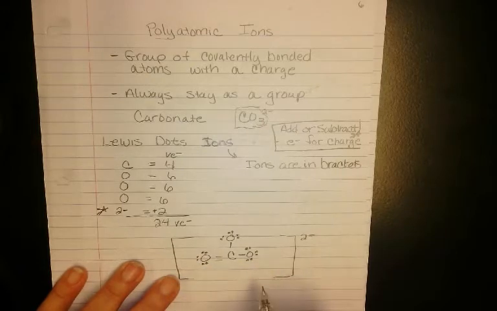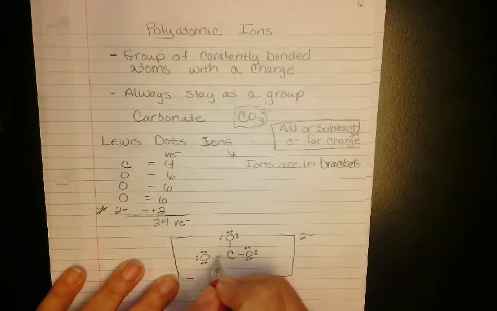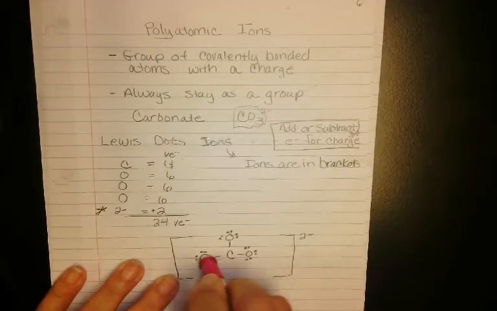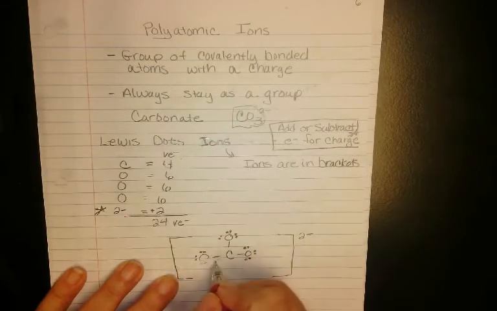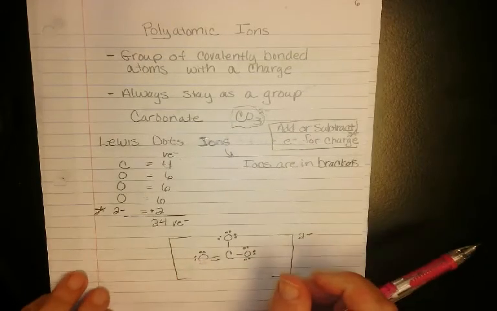That would be 24, and then my carbon would not have its octet there. So this is where I have to go and share a pair. So now I'm going to share my pair, and now carbon has its octet. So that's what I mean by sharing a pair. Okay?